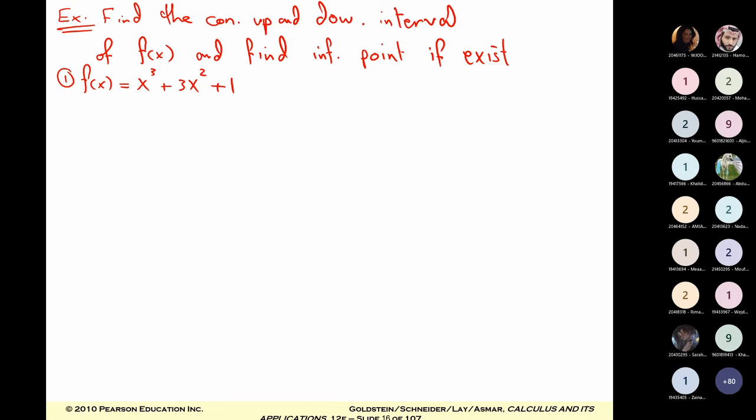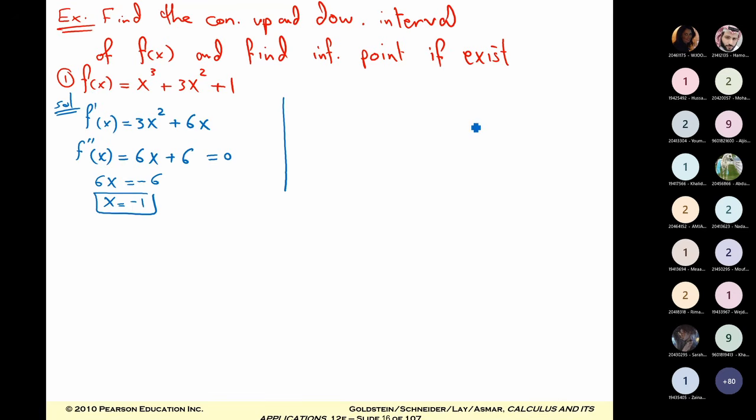To find the concavity up and down intervals, we need to find f double prime. So the solution, find f prime. This is equal to 3x squared plus 6x. And find f double prime of x. This is equal to 6x plus 6. Set f double prime equal to 0 to find the inflection, if it exists, where f of x changes from concave up to down around this point. So we have 6x equals negative 6, divide by 6, x equals negative 1.